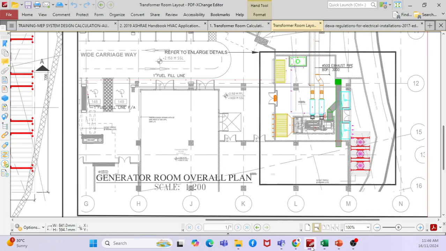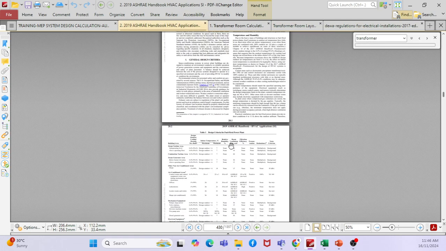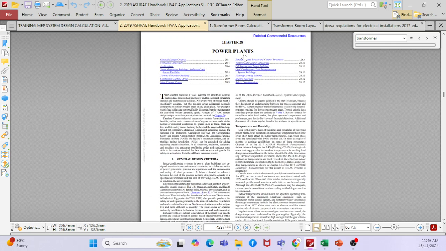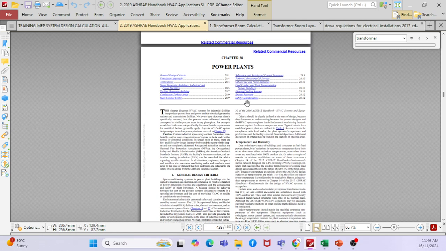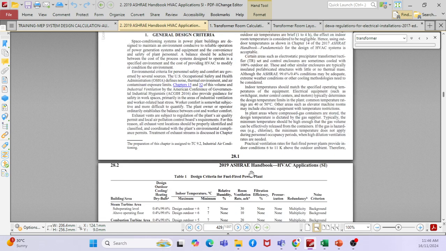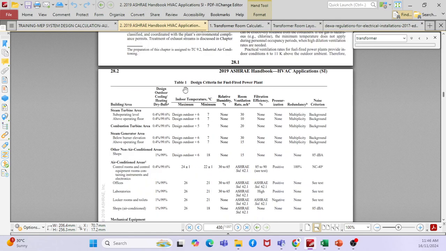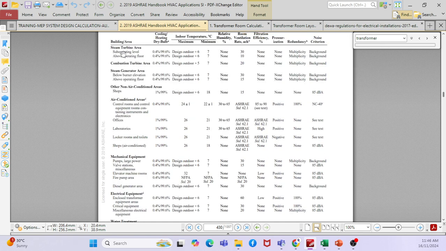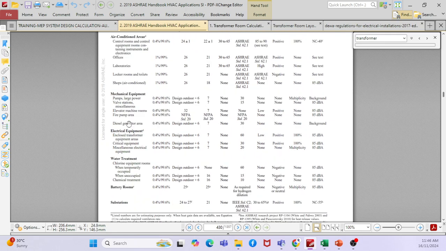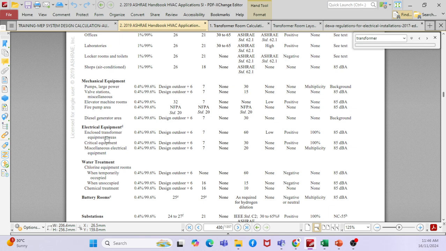Now for that, if I go to the ASHRAE standard, okay, so this is the ASHRAE standard for power plants, chapter 28, right? I think you remember we have seen it for the generator as well, right? So if you go to chapter 28 in the ASHRAE handbook, you will find a table called Table 1, design criteria for fossil fuel power plants. Basically you have many equipments in the building area, right? So if you go to transformer, say for example an enclosed transformer equipment area, right?